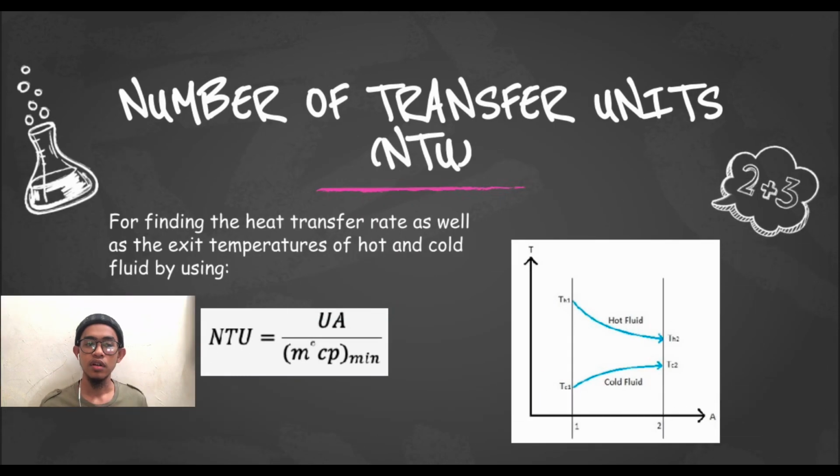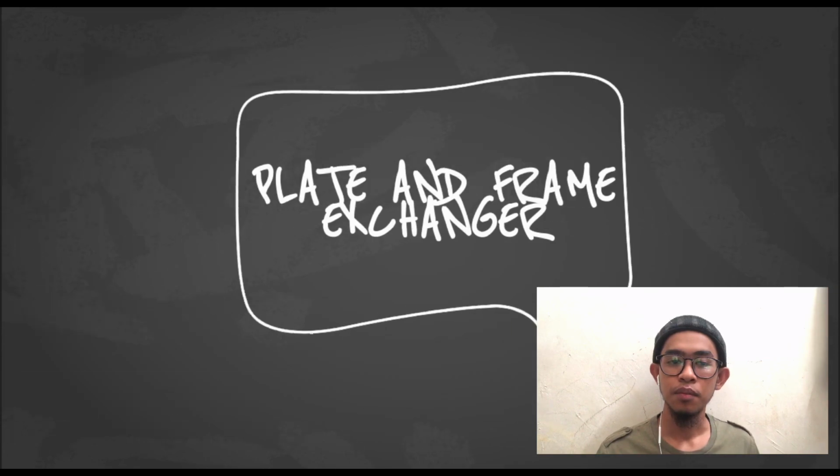Okay, next, number of transfer units, NTU. For finding the heat transfer rate as well as the exit temperatures of hot and cold fluid by using NTU, NTU equals UA over m Cp min. So as we can see, this is the formula and the graph. So next, plate and frame exchanger.